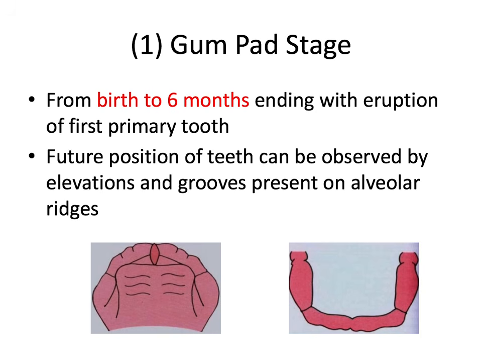So in the gum pad stage, this is from birth to 6 months, and it ends with eruption of the first primary tooth. So we simply have just pads of gum tissue without any teeth present. You can see the incisive papilla, and each gum pad gets segmented by these little transverse grooves that demarcate where each tooth bud is currently developing.